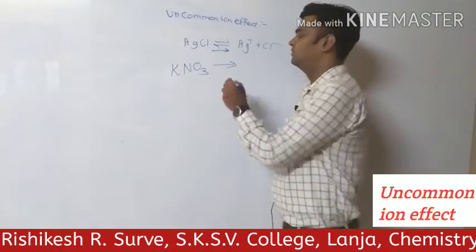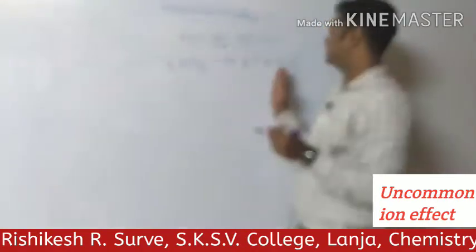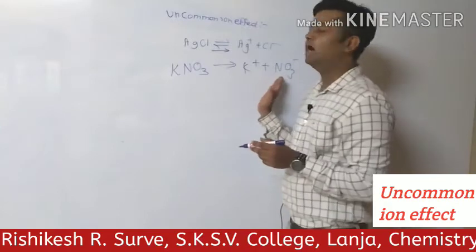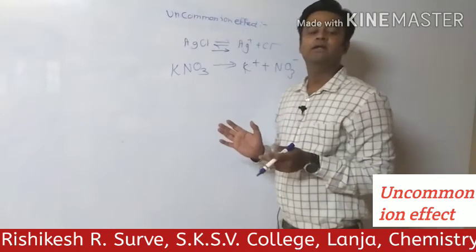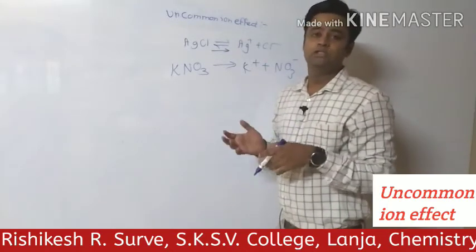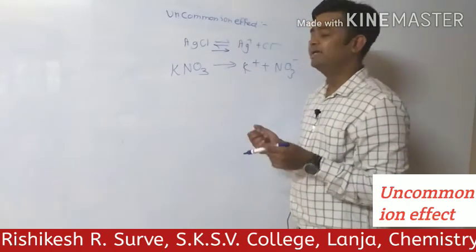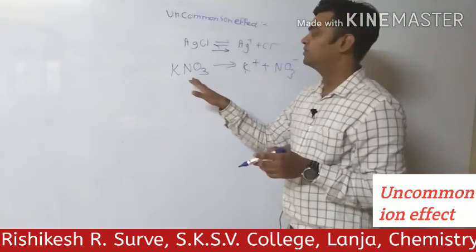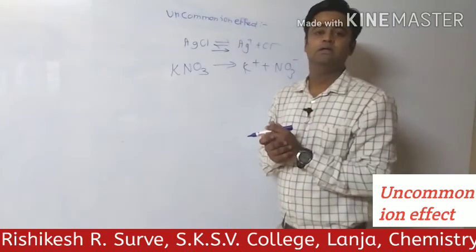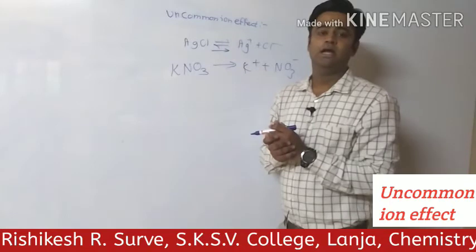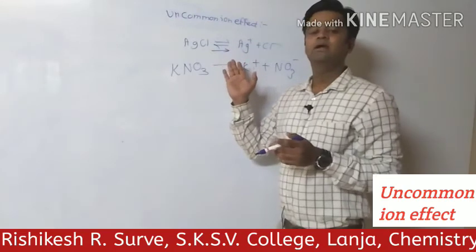Due to the presence of foreign ions. Which are the foreign ions? K plus and NO3 minus. These are uncommon with AgCl, and this is nothing but the uncommon ion effect. It is also known as the salt effect or activity effect. Why does this happen? Because KNO3 increases the ionic strength of the water, and indirectly this helps to dissolve AgCl in water.